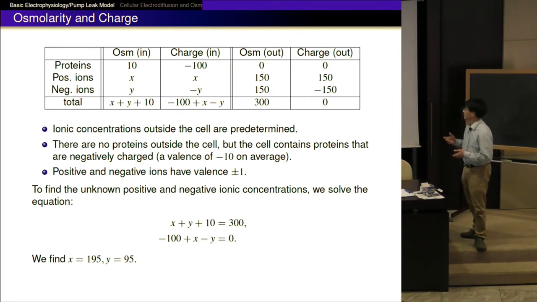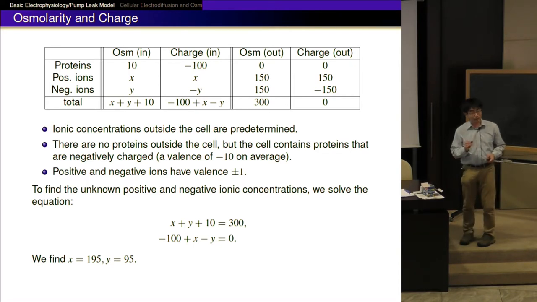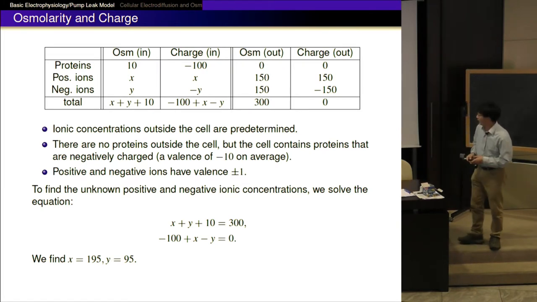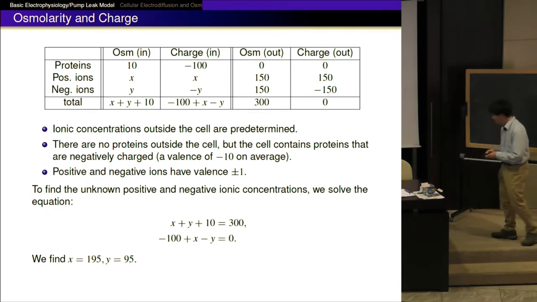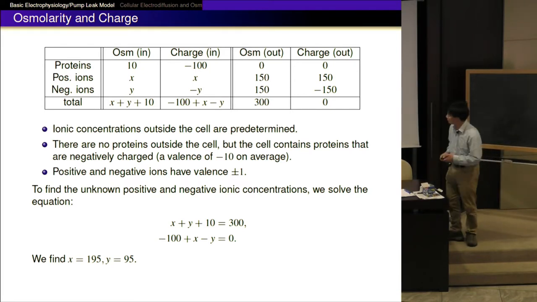Okay, and the simple answer to this is, well, x and y are my unknowns. I add this together, which is the osmotic pressure. This has to balance the outside osmotic pressure. So x plus y plus 10 equals 300, and then minus 100 plus x minus y has to be equal to 0 because of electroneutrality. Then I have two equations and two unknowns. I like to say that this is mathematical biology in action. And so we get x equals 195 and y equals 95.